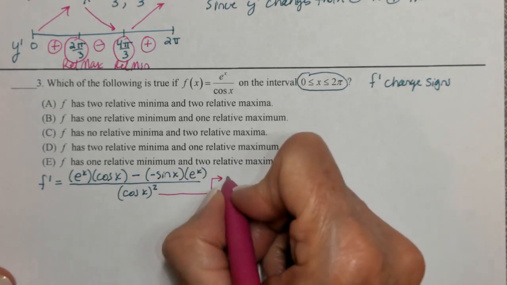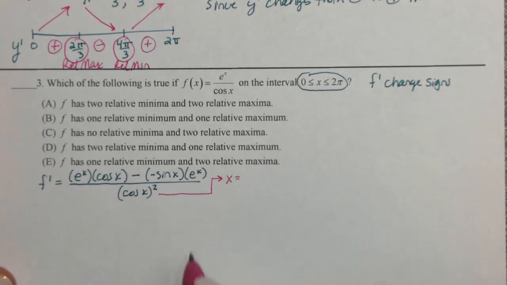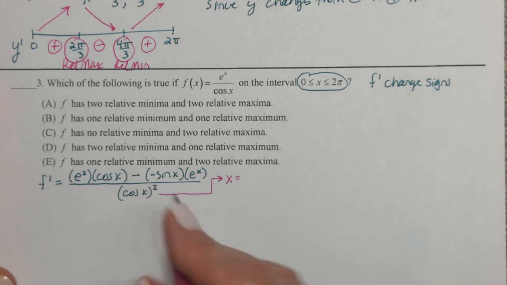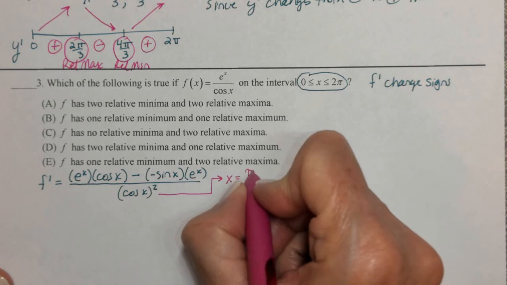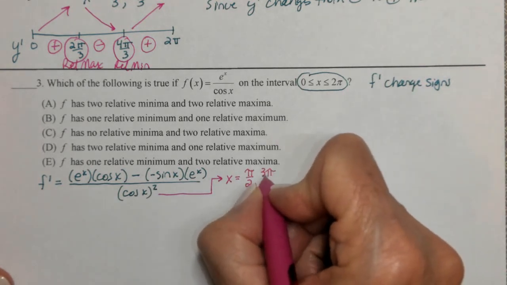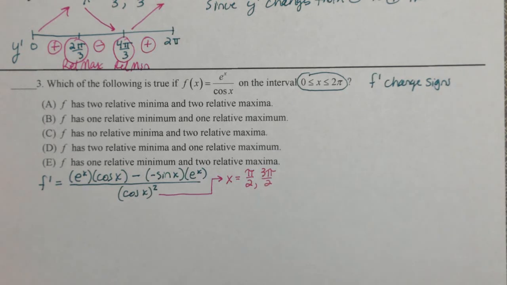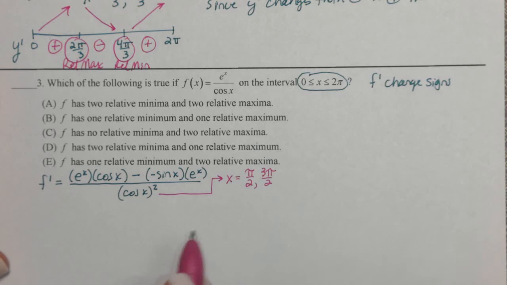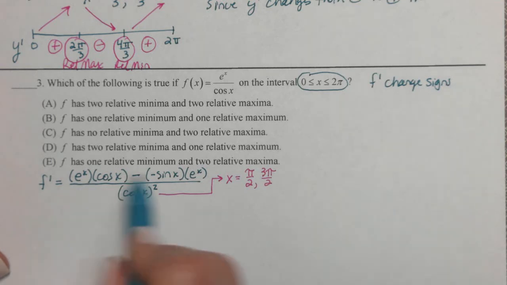Okay, what values of x make cosine 0? Well, cosine is 0 when x is pi over 2 and 3 pi over 2, all the pi over 2's. But pi over 2 and 3 pi over 2 in the interval that we're looking at. So those two are going to have to go on our sign chart. They're critical numbers.